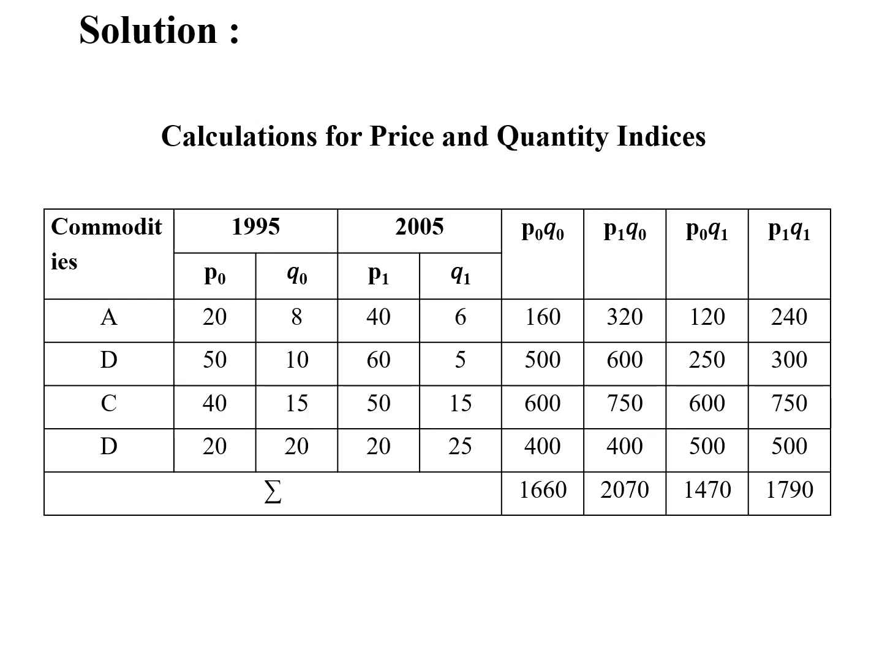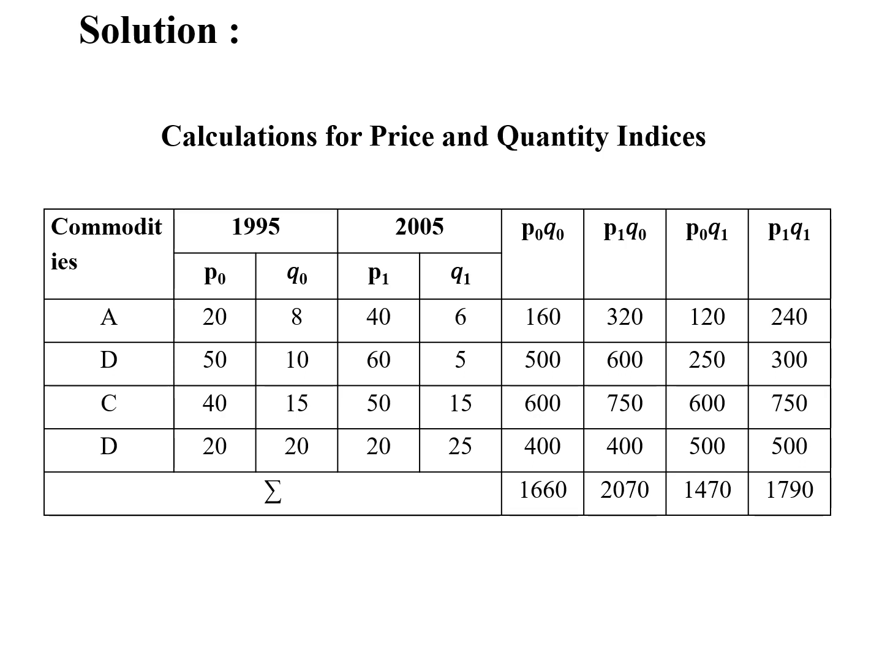Now see the solution for this problem: calculation for price and quantity indices. First, the given commodities, we can write as they are given: A, B, C, D. Then 1995 is the base year and 2005 is the current year. For the index number, the current year is denoted by 1 and the base year is denoted by 0. So P naught means price, Q naught means quantity, then P1 means price and Q1 means quantity. First we take the P naught value, Q naught value, then P1 value and Q1 value.